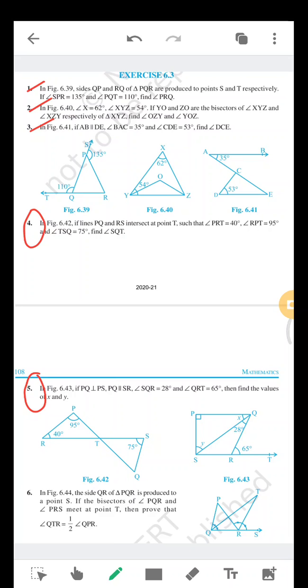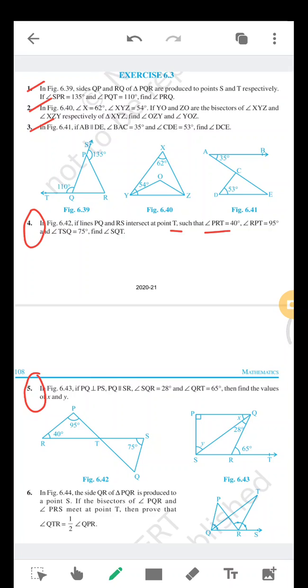The figure for question number 4 is given here. You can see 6.42, and the figure for question number 5 is also given in the question itself. So in question number 4 it is given that PQ and RS intersect at a point T. There are two lines PQ and RS. Can you all see in the figure? PQ and RS, where are they intersecting? They are intersecting at point T, so we get vertically opposite angles here whenever two lines intersect.